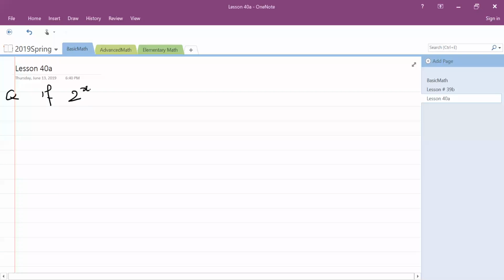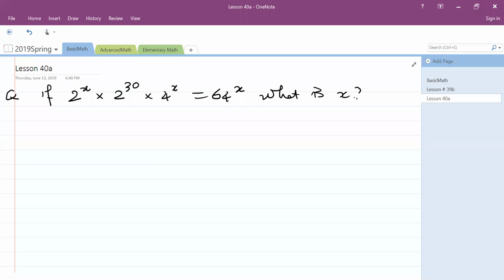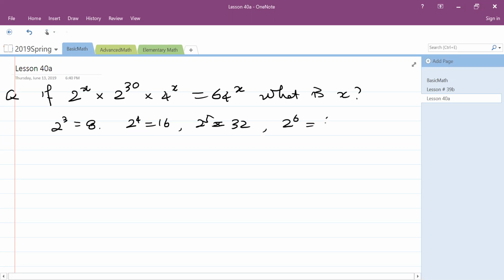Okay, so 2 to the x times 2 to the 30 times 4 to the x equals 64 to the x. Now what is x, the value of x? So first of all, let's understand what 64 is. 64 is 32 times 2. So let's begin with 2 cubed. 2 cubed is 8, 2 to the 4th power is 16, 2 to the 5th is going to be 32, and 2 to the 6th is going to be 64.